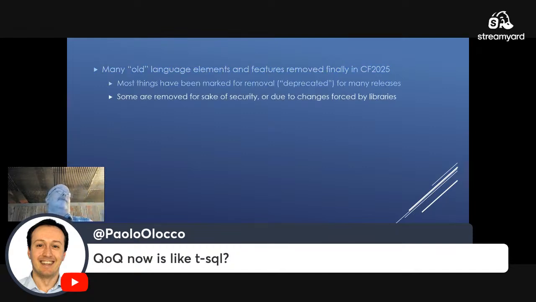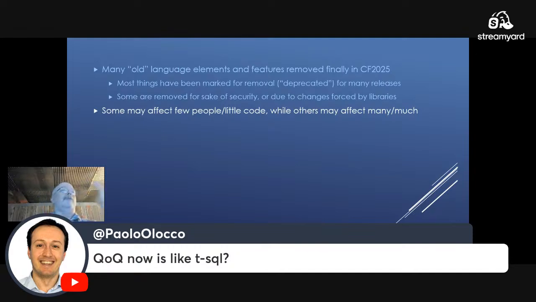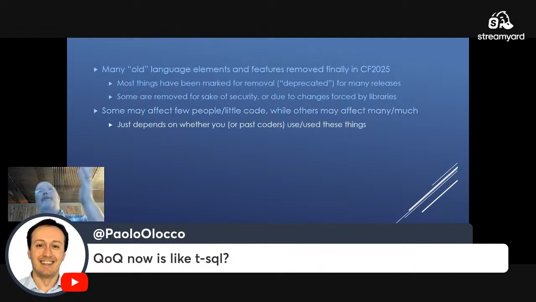Some are removed for the sake of security, and others are due to changes in underlying libraries. So some may affect virtually nobody and others might affect everything you do. It just depends on whether you and past coders had used certain things. So it's not gems, it's more traps.